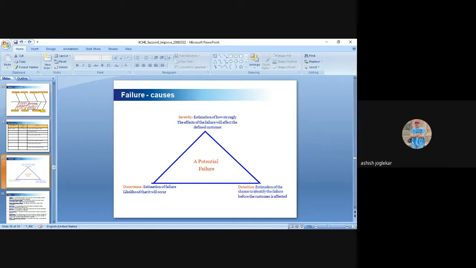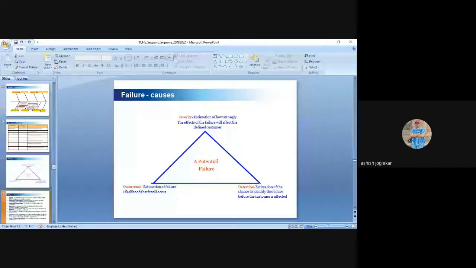Just rating for that. Detection: how fast can you detect that an oven is not working? When you start the oven, or you already know it, or there is some other way that you can detect that the oven has failed. That gives you detection. That is called the failure mode, and then you find out the severity, the occurrence, and the detection level.